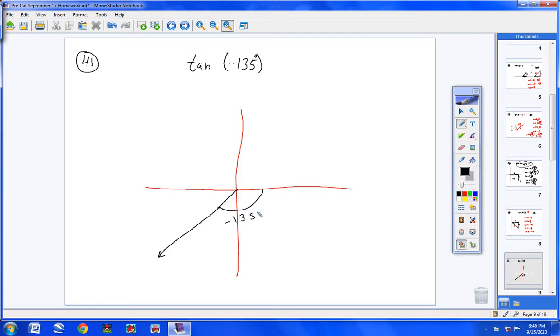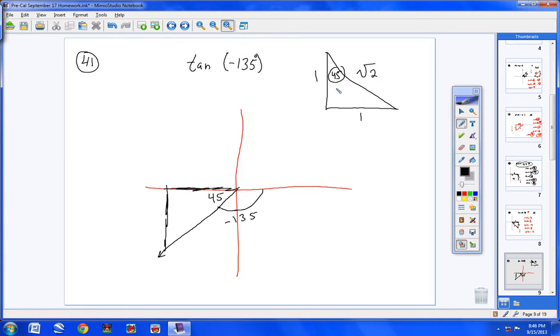Now, what's the reference angle for 135? Well, it would be inside this triangle right here. It would be 45 degrees. So there's my right triangle. There it is right there. All right. So I'm going to pick that up and draw that right here. And actually, let's not forget our special triangle in which we know 45 degrees. We have a 1 here and a 1 here and a square root of 2 here.